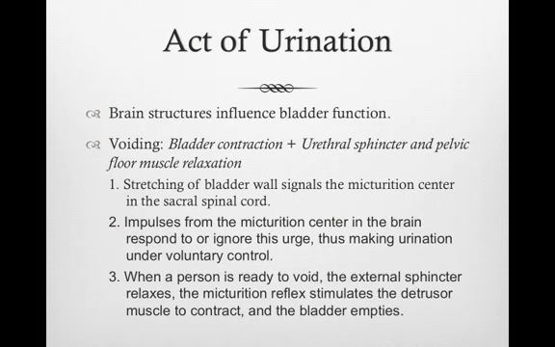Brain structures that influence bladder function include the cerebral cortex, the thalamus, hypothalamus, and brainstem. These structures inhibit or allow voiding to occur. Normal voiding requires contraction of the bladder and coordinated relaxation of the urethral sphincter and pelvic floor muscles. It's vital that nurses understand the process of normal voiding to be able to assess and determine which form of incontinence or which bladder problem may be occurring.